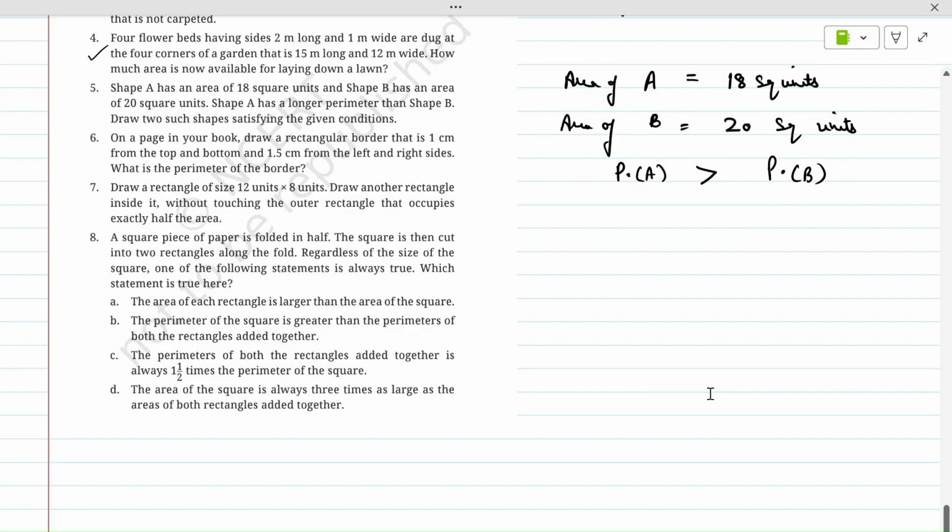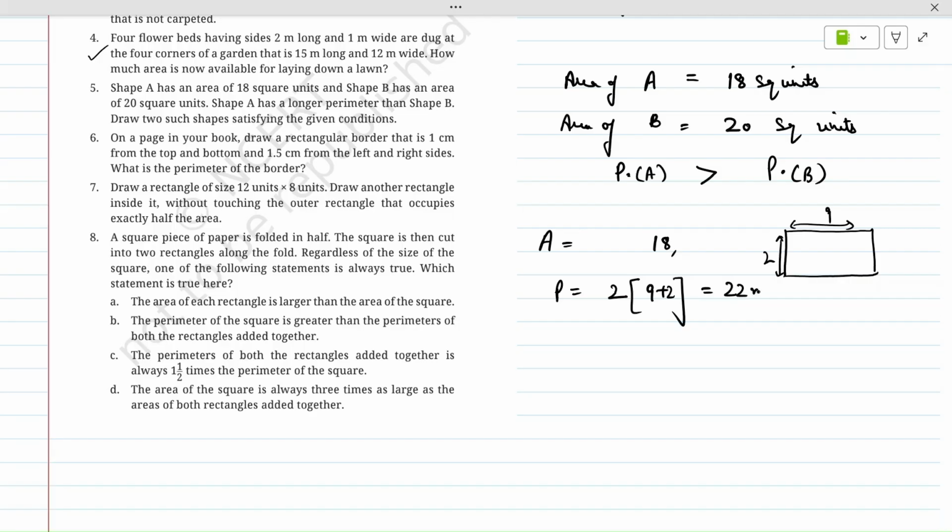So let us first try to do the first area for A. We have 18 here. So let us try to make a rectangle of these dimension. If I take this as 2 and I take this as 9, area will be 18 and perimeter will be twice of 9 plus 2, that is equal to 22 units. Let's say units here, and this is square units. Okay, if I am taking 9 and 2.